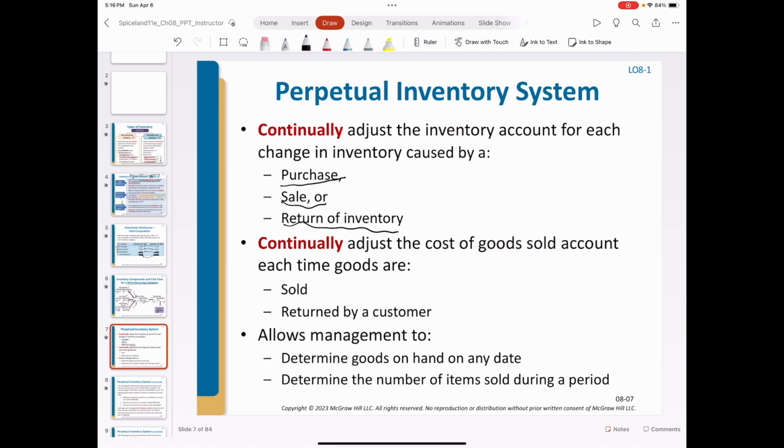At the same time, the company will record the cost of goods sold when there is a sale or when there is a return by the customer. I will show you an example later. Since the company continuously adjusts the inventory accounts, the managers can determine the goods on hand anytime and also the number of inventory sold during a period.